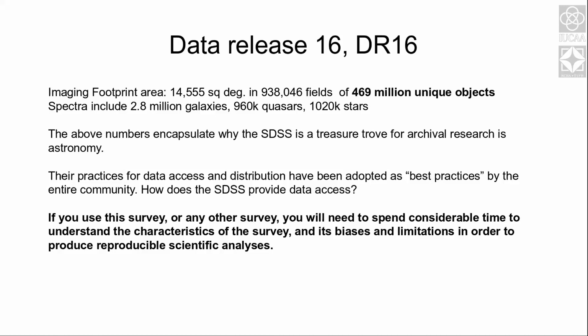And these numbers, for those of you who have seen the evolution with time, will find these numbers to be quite staggering, because early on in my career, for example, when I started working on AGN, there were only about 10,000 quasars known. Now there are 960,000. So it's been a dramatic increase in the numbers. The practices for data access and distribution were adopted as best practices by the entire community.